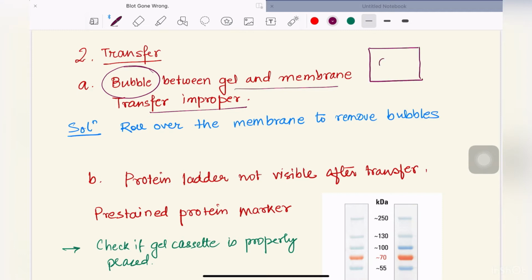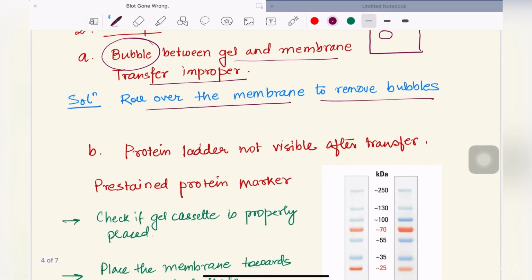In the blot, it might come like this. There will be a bubble mark which you may observe on the blot as well. So please roll over the membrane. We can use a roller, or we can also use a tube for rolling over the membrane so that we can remove the bubbles after placing the gel.